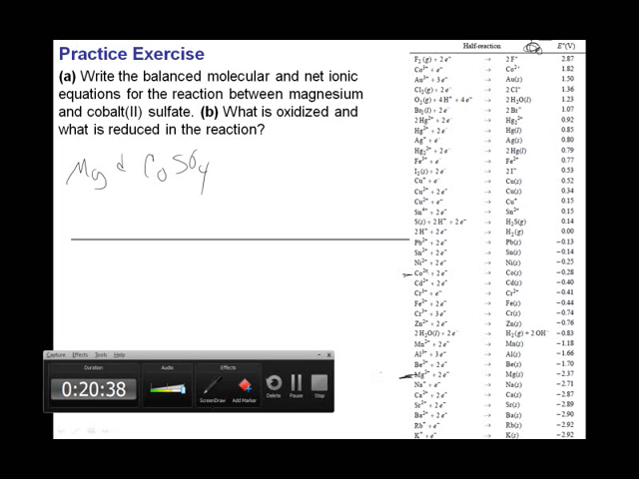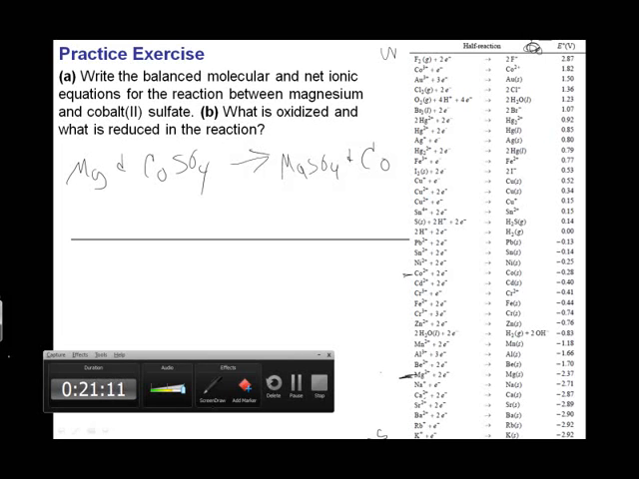Now let me orient myself in this table. I do know group 1 metals are going to be the strongest, so this must be the strongest side of the table, and this is weaker. So what this suggests, if strong is down here and weaker is up here, is that in fact magnesium is stronger than cobalt. So this will happen, okay? So when this happens, I am going to end up with magnesium sulfate and cobalt, okay?